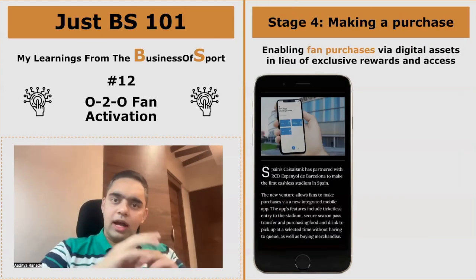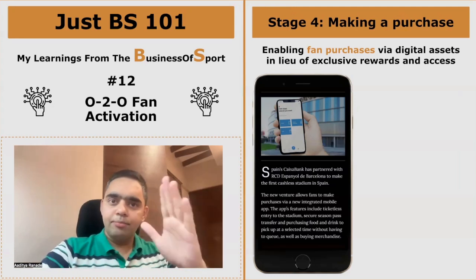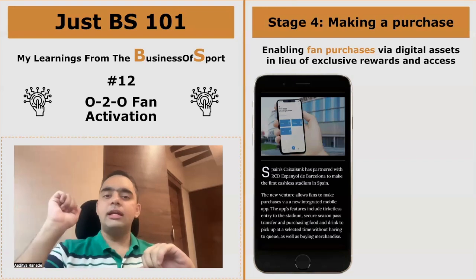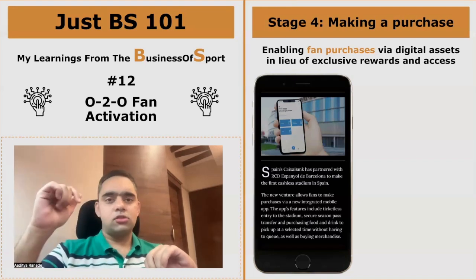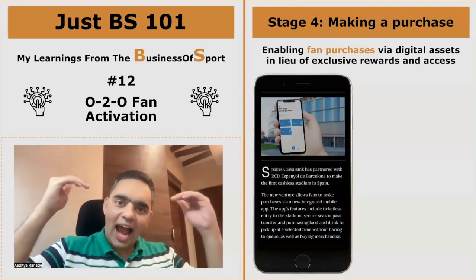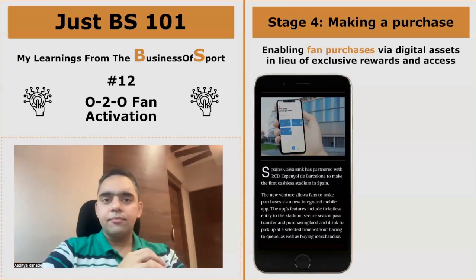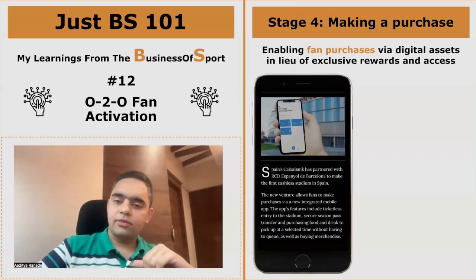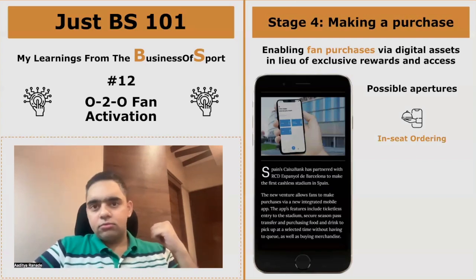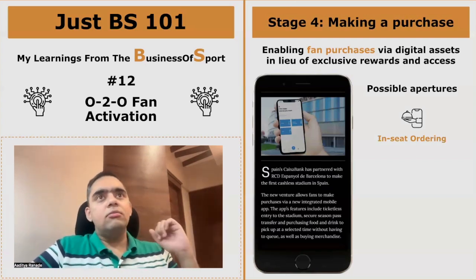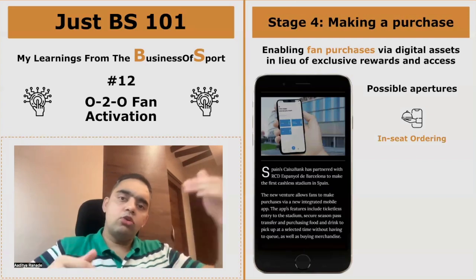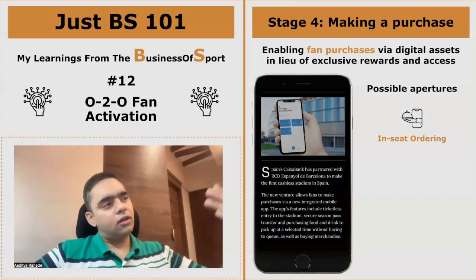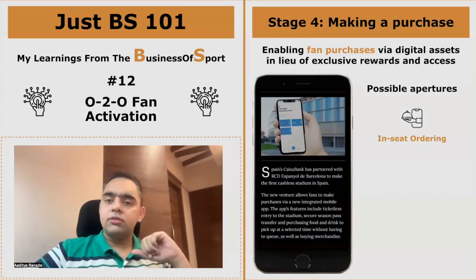Stage 4, and probably the most important of the lot, making a purchase. Fans visiting the stadium have the highest propensity to make a purchase, to perform a transaction when they are at the arena enjoying the experience. How can a digital asset make this particular process more seamless? Starting with in seat ordering. We've all experienced this, say, in movie theaters, where you don't need to go to the vendor or the kiosk. You can actually order sitting in your seat. The food gets delivered right to where you are.